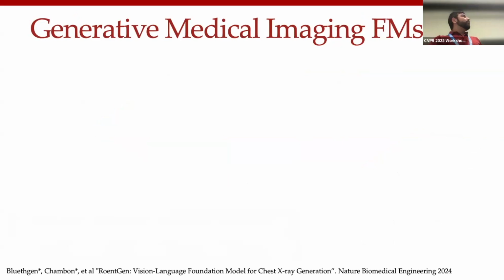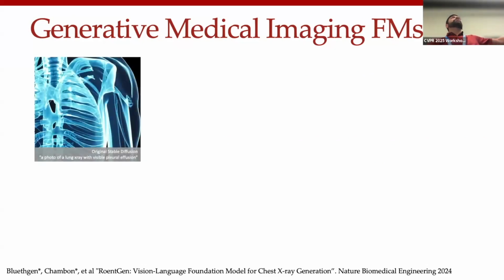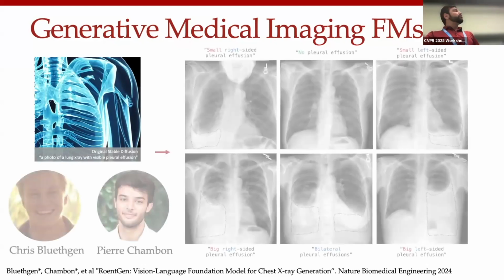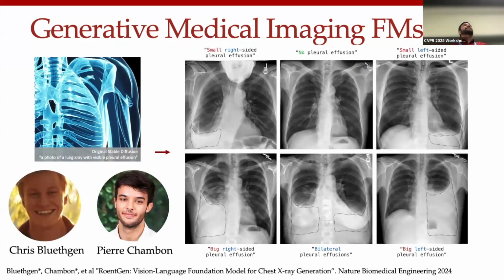But what we effectively did was we can take some open source models such as Stable Diffusion. They're trained with these latent diffusion models where you can use text prompts to be able to generate images. And then if we just natively prompt some of these open source models with something like a photo of a lung X-ray with visible pleural effusion, you get something that's cartoonish. But even by fine-tuning this in a completely self-supervised manner, we can actually get really high-quality images just using language as an input.